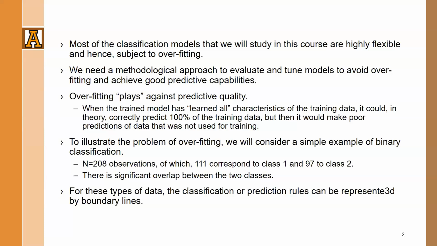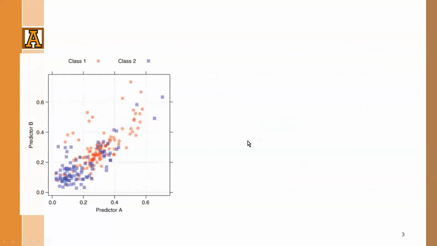In this case, you have two variables. The classification rules can be represented as a boundary around the data. So these are the data from class 1 and class 2. Class 1 is the red or pink one, whatever, between red and pink, and class 2 is the blue. Okay, so they're mixed here.